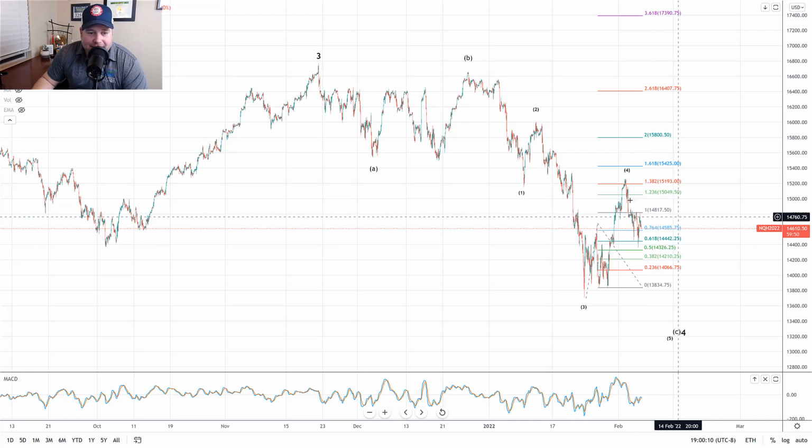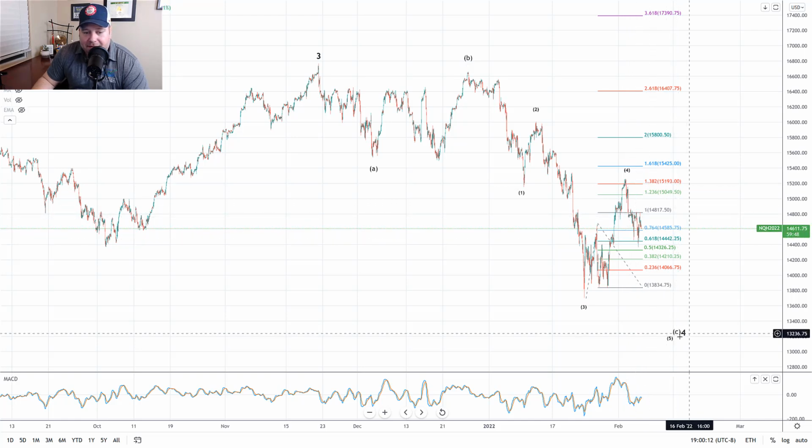So very similar on the NASDAQ. We are trying to complete this wave 5 down to 13,250 on that.